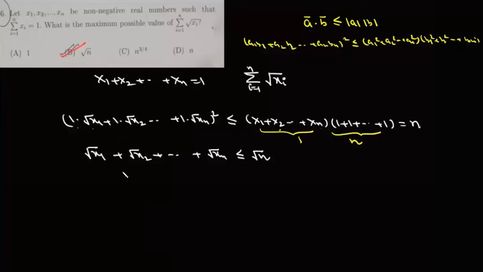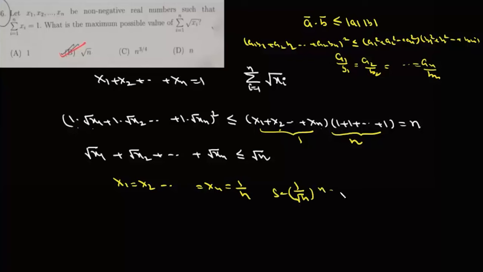So the maximum possible value of the sum of under root x is root n, and we know that we get the equality sign when a1 upon b1 equals a2 upon b2 equals an upon bn. So in this case, we will get this maximum value when all of x1, x2, xn are equal, and they will be equal to 1 by n. So this sum will be simply 1 upon under root n, n times, and there will be root n. And that's your option B.